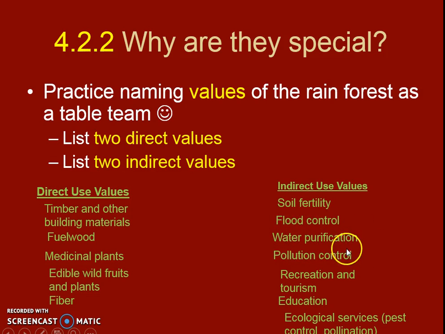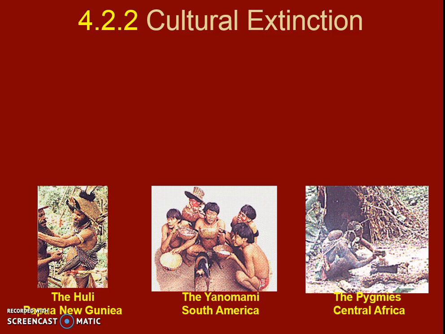When we have more trees, we can purify the water and avoid pollution. We'll have recreation and ecotourism. It'll help education. Really, these are our ecosystem services. That's why they're called indirect. But these direct things we could actually put to market. All right, so really good practice, guys. Make sure you got down at least 2 to 3 of those in each category.